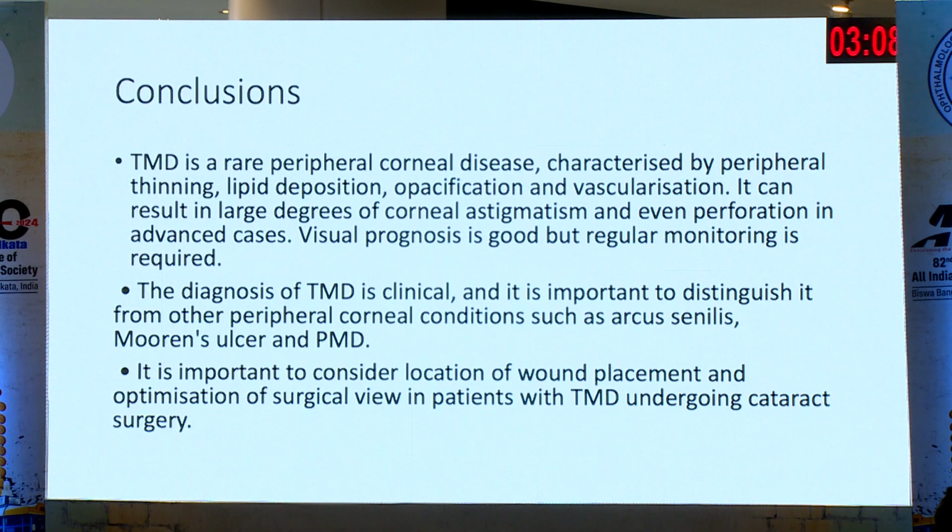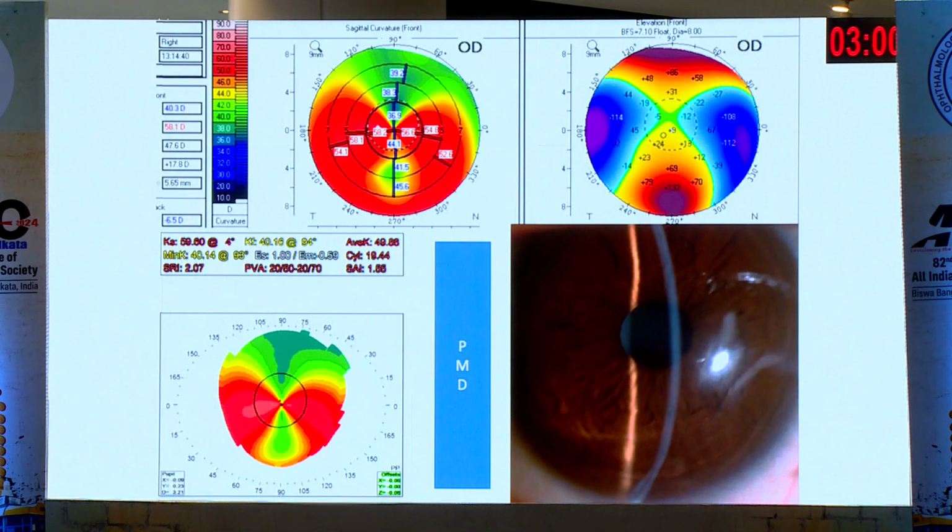So it is important to consider the location of the wound placement and the optimization of the surgical view, the two challenges when you're doing cataract surgery in a patient with any kind of marginal degeneration, whether it is Terrien's, whether it is pellucid, whether it is spheroidal. So spheroidal will also follow the same kind of rules that we followed when we were operating the Salzmann nodular degeneration.